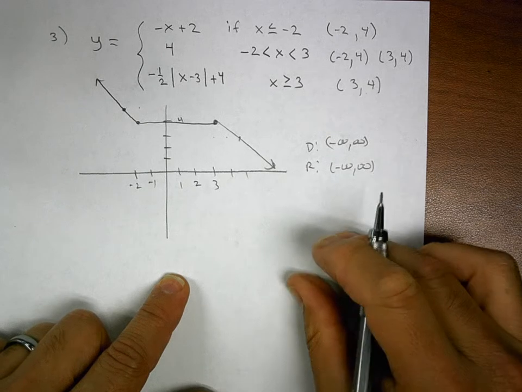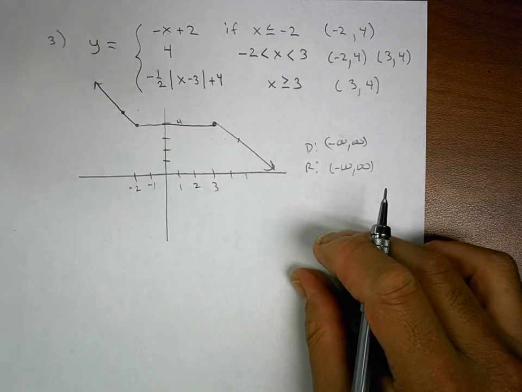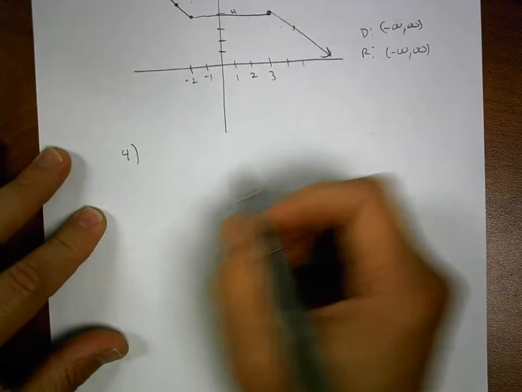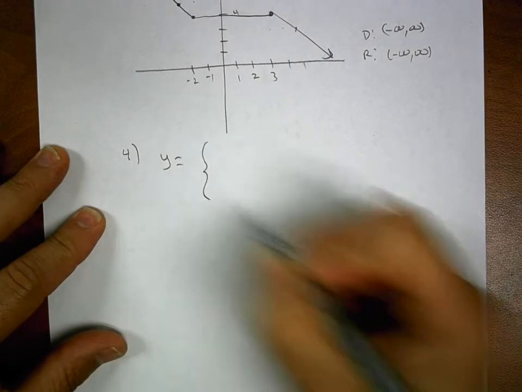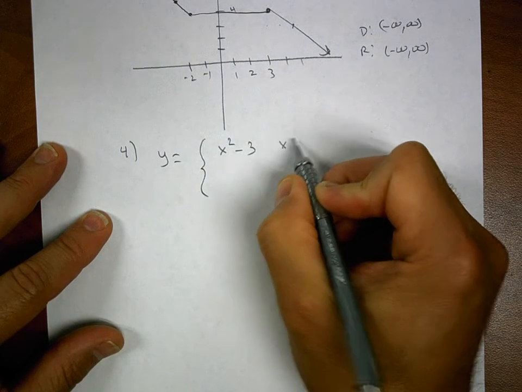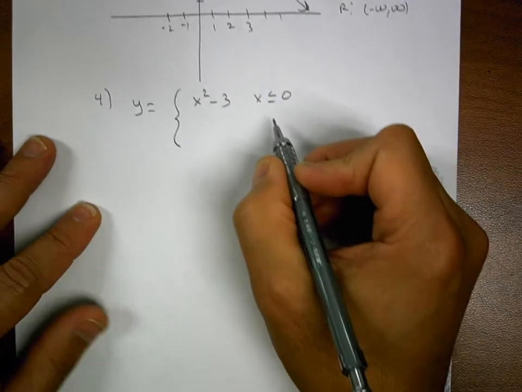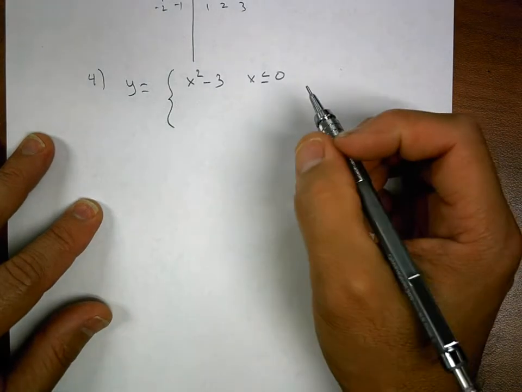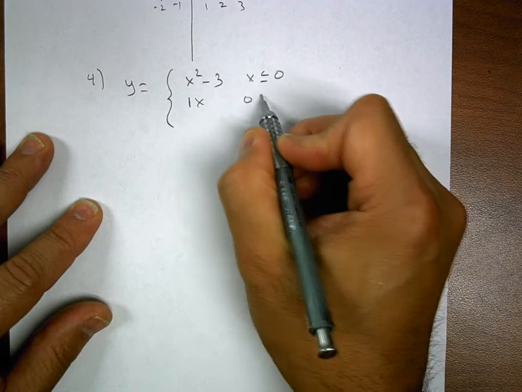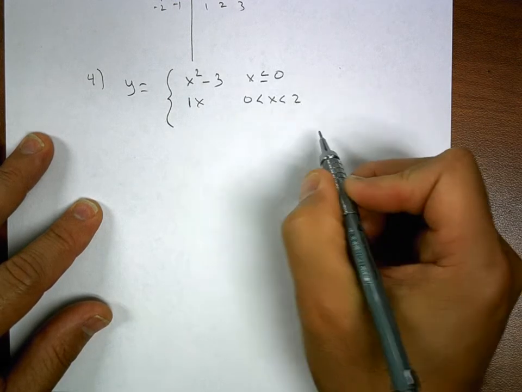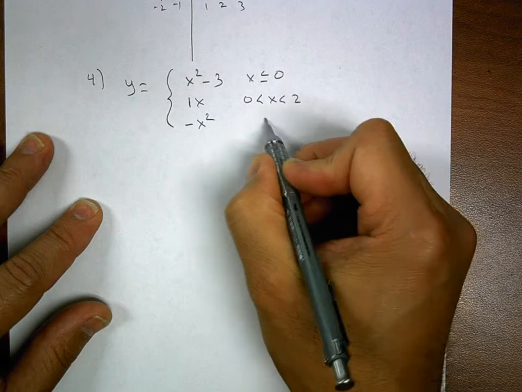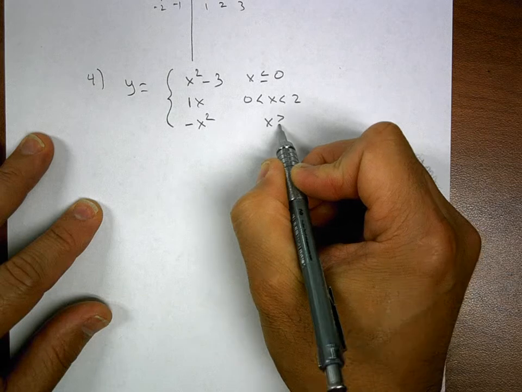Okay, last one. I know we're going to go right to almost the bell, but number 4. So y is equal to x squared minus 3 if x is less than or equal to 0. 1x if it's between 0 and 2. And then negative x squared if x is bigger or equal to 2.